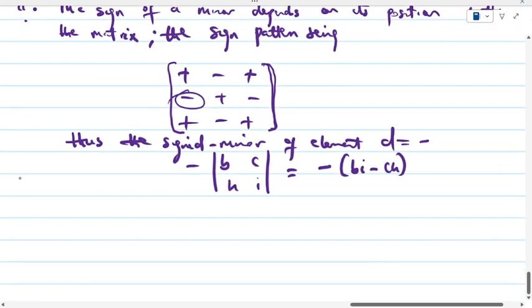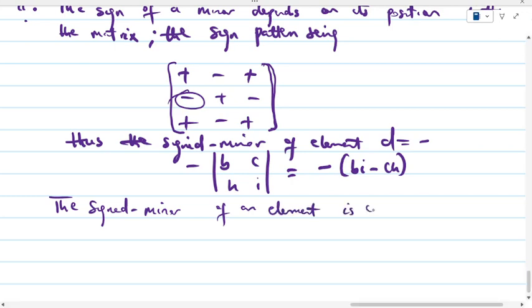So take note of this now. The signed minor of an element is called the cofactor. The cofactor of the element. Very important.